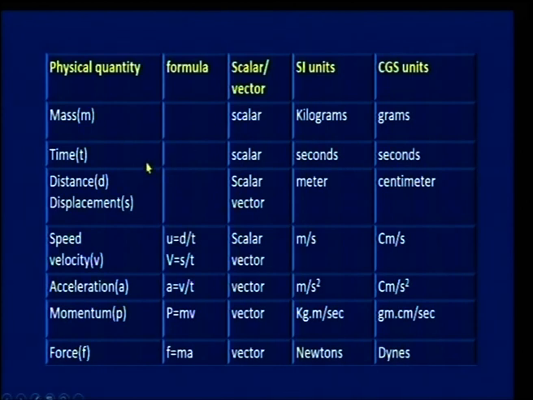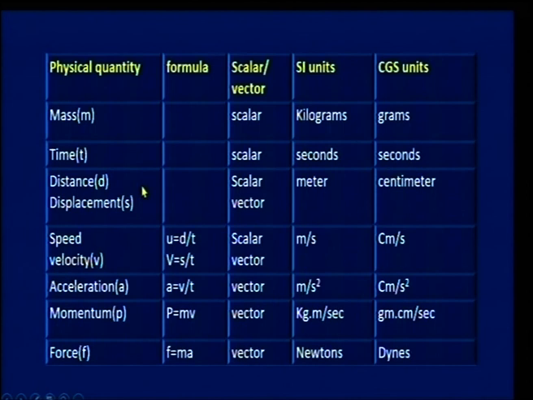The next one, time. Time is a physical quantity. It is a fundamental physical quantity. The unit for time is seconds. In CGS also seconds. Children, time is a scalar quantity.